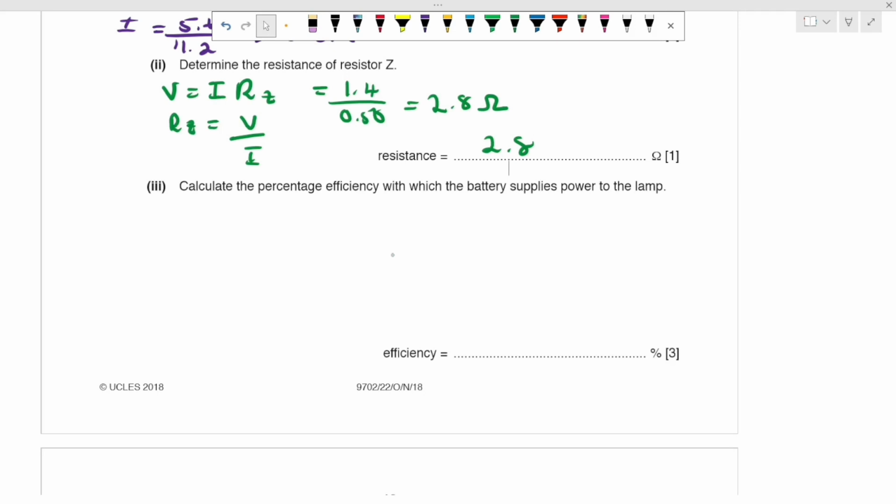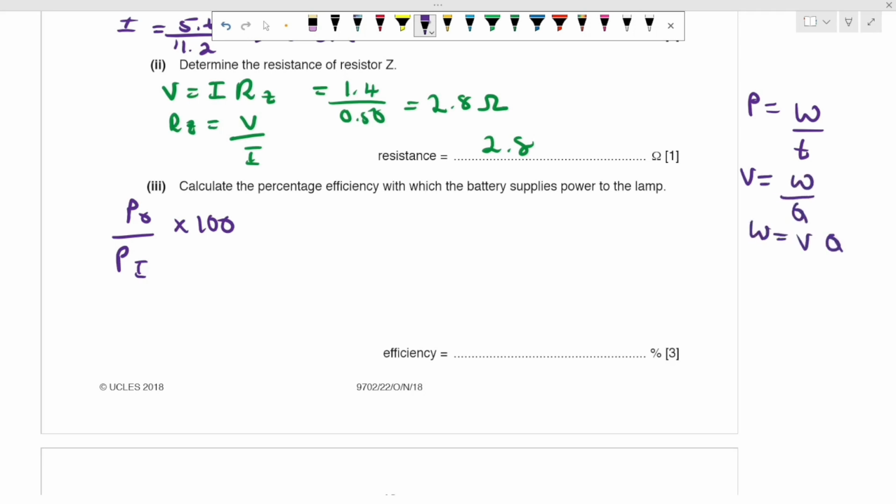And when it comes to electricity, it's basically still the same thing. If you have a battery, your battery is going to supply energy in, or power input, and then you're going to get energy output. So the power in the lamp, in this case, will be the power out divided by the power in times 100%. Now power is equal to work done divided by time. But your voltage is equal to your work done per unit charge, so your work done will be equal to VQ. So your power will be equal to VQ divided by T. But Q is equal to IT, so Q over T is I. So your power will be equal to VI. But your power is also equal to I squared R, because V is equal to IR.